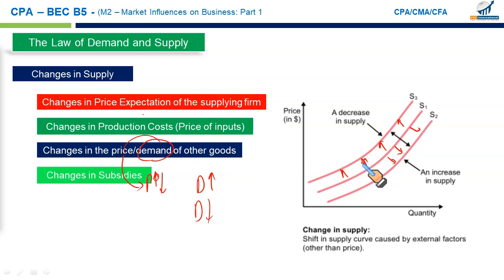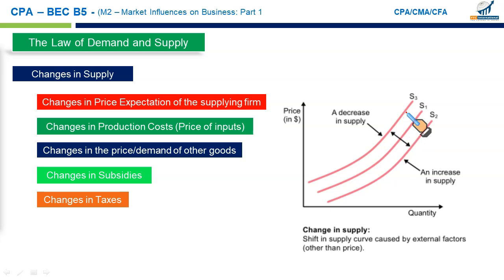Next, the changes in subsidies. Subsidies are government support to the firm, and they may be in the form of cash, in the form of reduction in input price, or it could just be reduction in taxes for certain firms or certain industry. So if subsidies are given, in that case you will be able to supply more. The supply curve will shift outwards, and reduction in subsidies means the supply curve would shift inward.